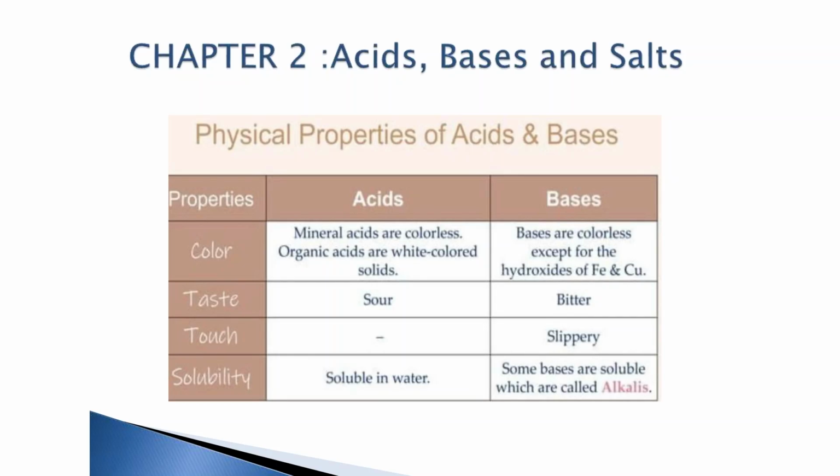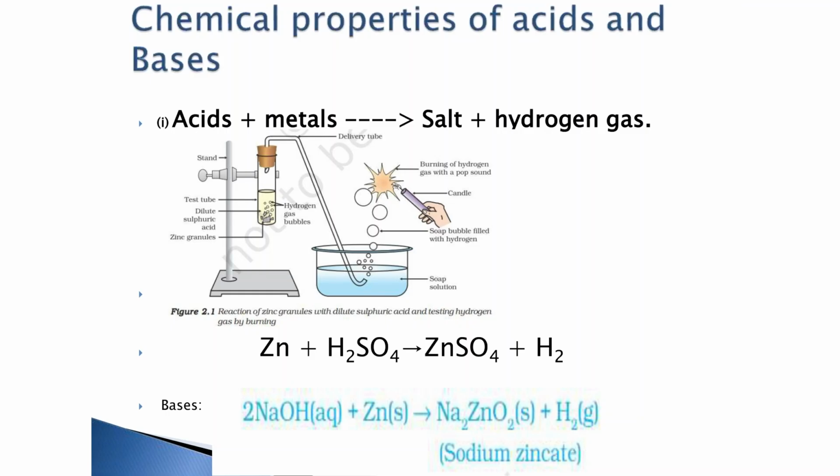Moving on to the next chapter, acids, bases and salts. Acids are colorless solutions which have a sour taste and they are soluble in water. Bases have a bitter taste, slippery to touch, and they may be soluble in water. If soluble, we call them alkali. Chemical properties of acids and bases. Acids react with metal to form salt and hydrogen. Hydrogen can be tested using a lighted splint. It produces a pop sound.